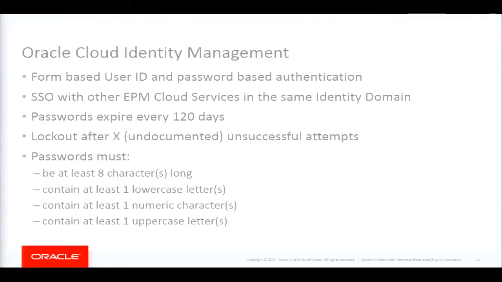These are all the policies about shared identity management. Your passwords are going to expire every 100 days. You will be locked out after an X number of undocumented, unsuccessful attempts. I'm always asked this question: how many attempts before I get locked out? And my answer is, we can't tell you, because if we tell you, it's sort of like a security thing, and you don't really need to know. You need to know you're going to get locked out, and then what happens when you get locked out. But we're not going to tell you, so don't ask.